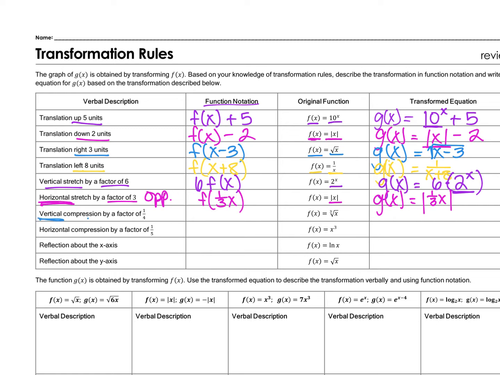Next one, we have vertical. That's on the outside. Compression of 1/4. This time we're starting with cube root of x. So I need a 1/4 outside of the radical, and then don't forget your index 3, so cube root of x. When I write my function notation, I need the 1/4 on the outside, and then the f of x.